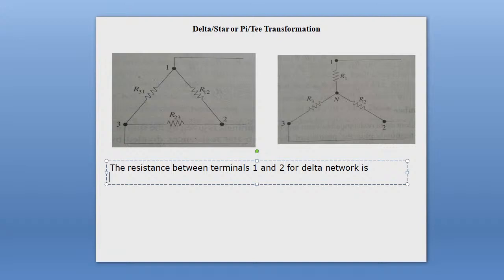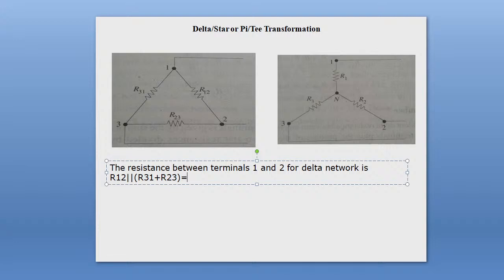So that means you can write the equivalent resistance for these two terminals will be R12 parallel combination with the series resistance R31 plus R23. You just see, the equivalent resistance between terminals 1 and 2 for delta network is nothing but the parallel combination of two resistances. One is R12 and another is the resultant series resistance of R31 and R23.